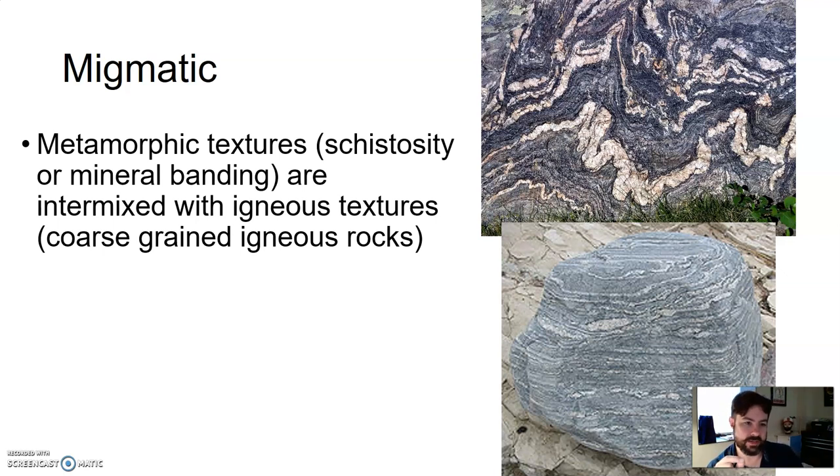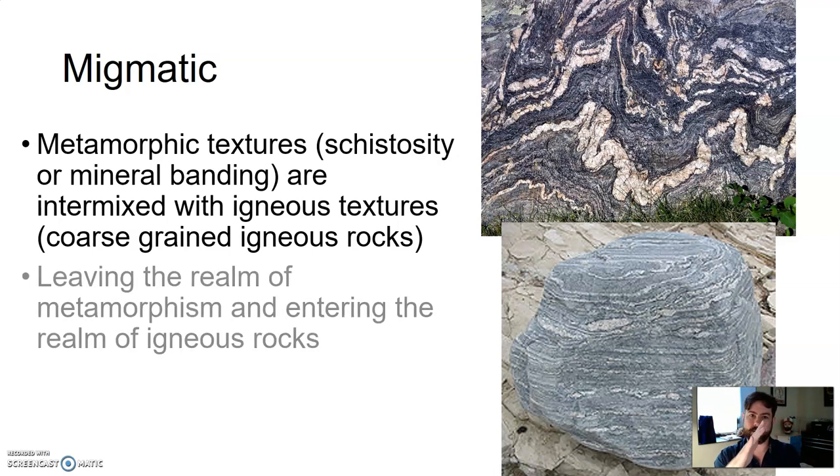This is a metamorphic texture. Schistosity or mineral banding are intermixed with igneous textures, so coarse-grained igneous rocks. So this is the transition from high-grade metamorphism into melting, into the range of igneous rock. You're not getting a full melt, but you have high-grade metamorphic material in a rock with some material that has been melted and then now cooled. So you get a mixture of both metamorphic and igneous rocks.